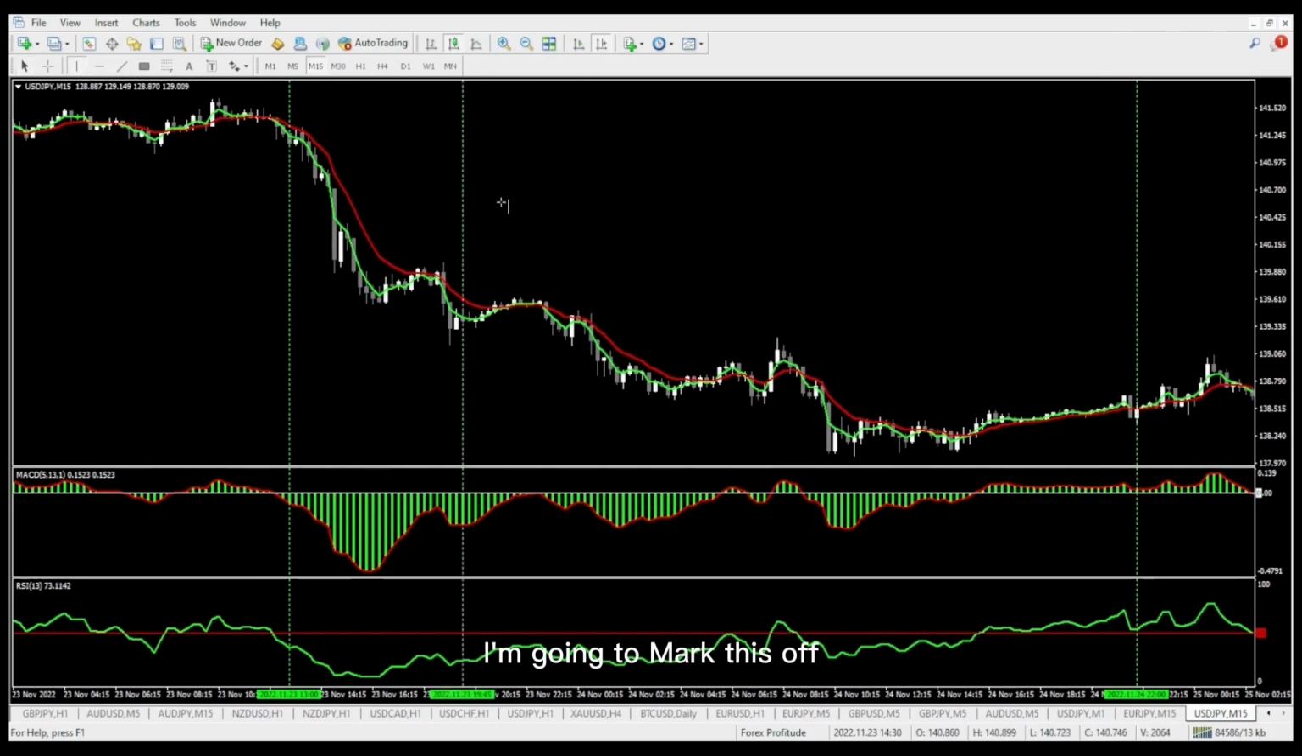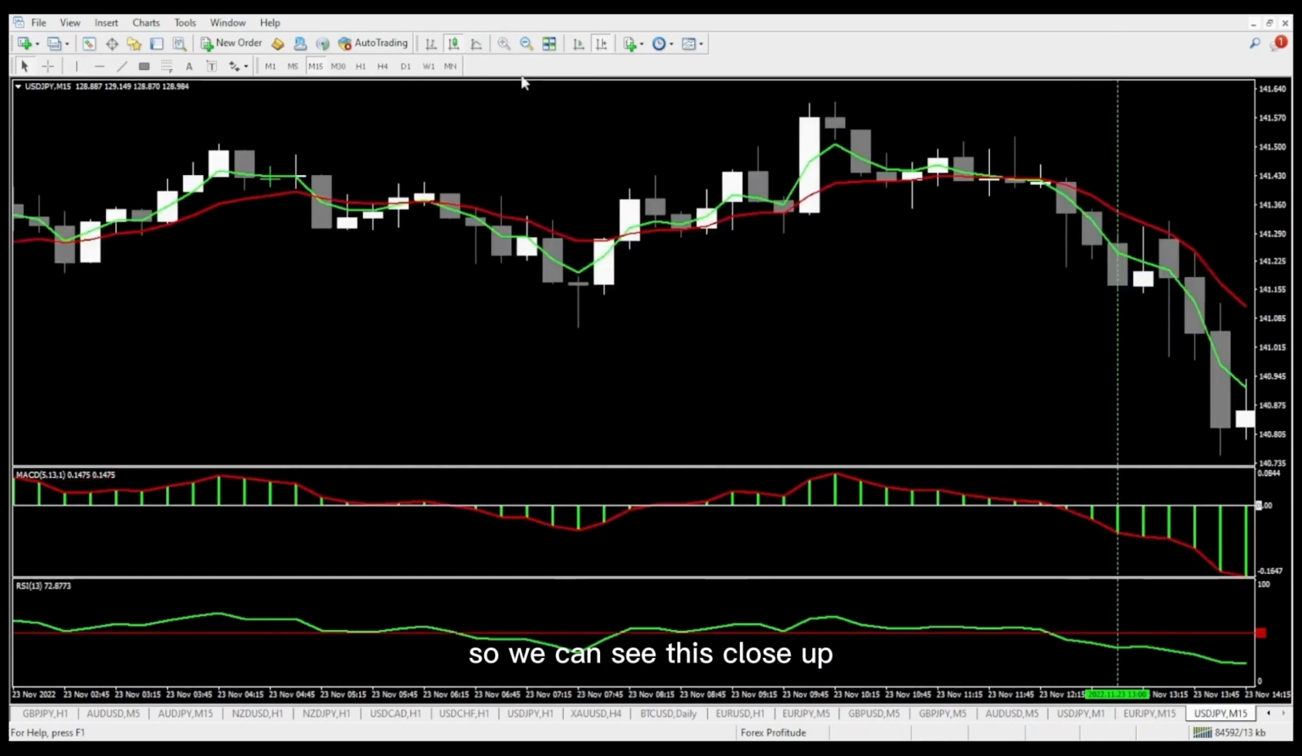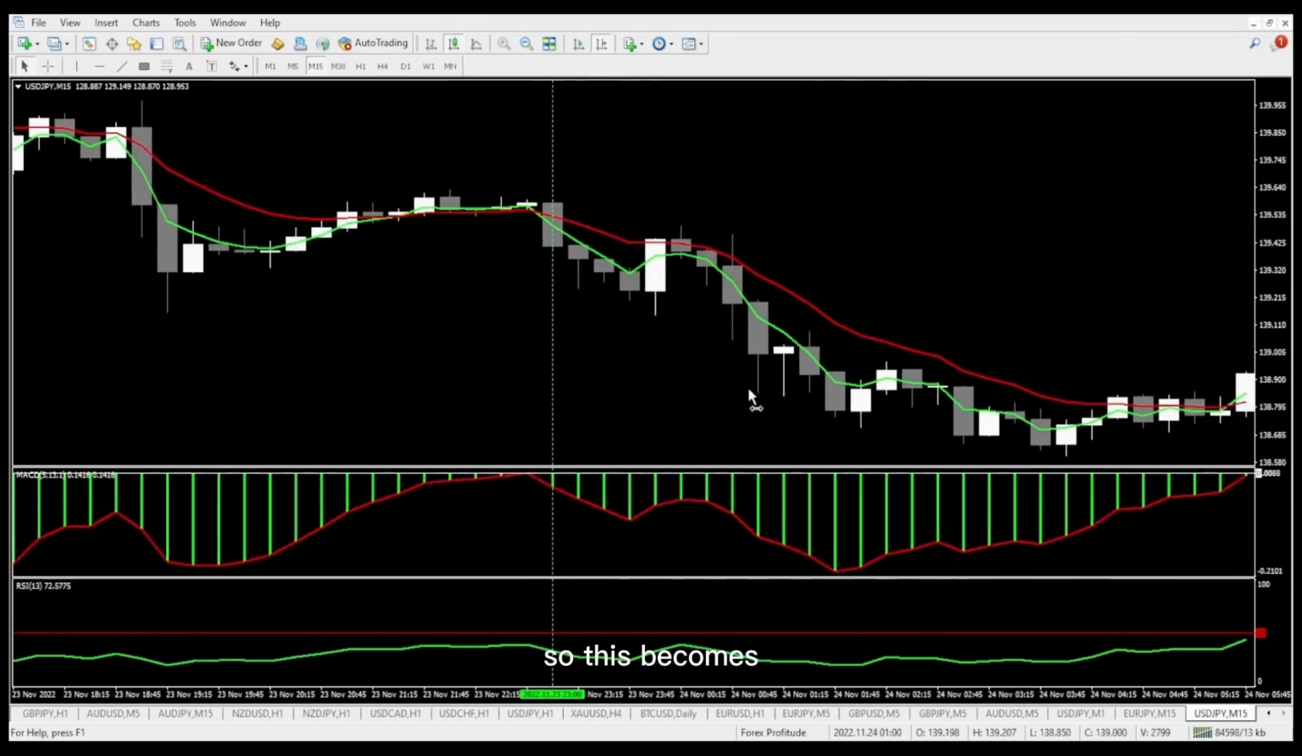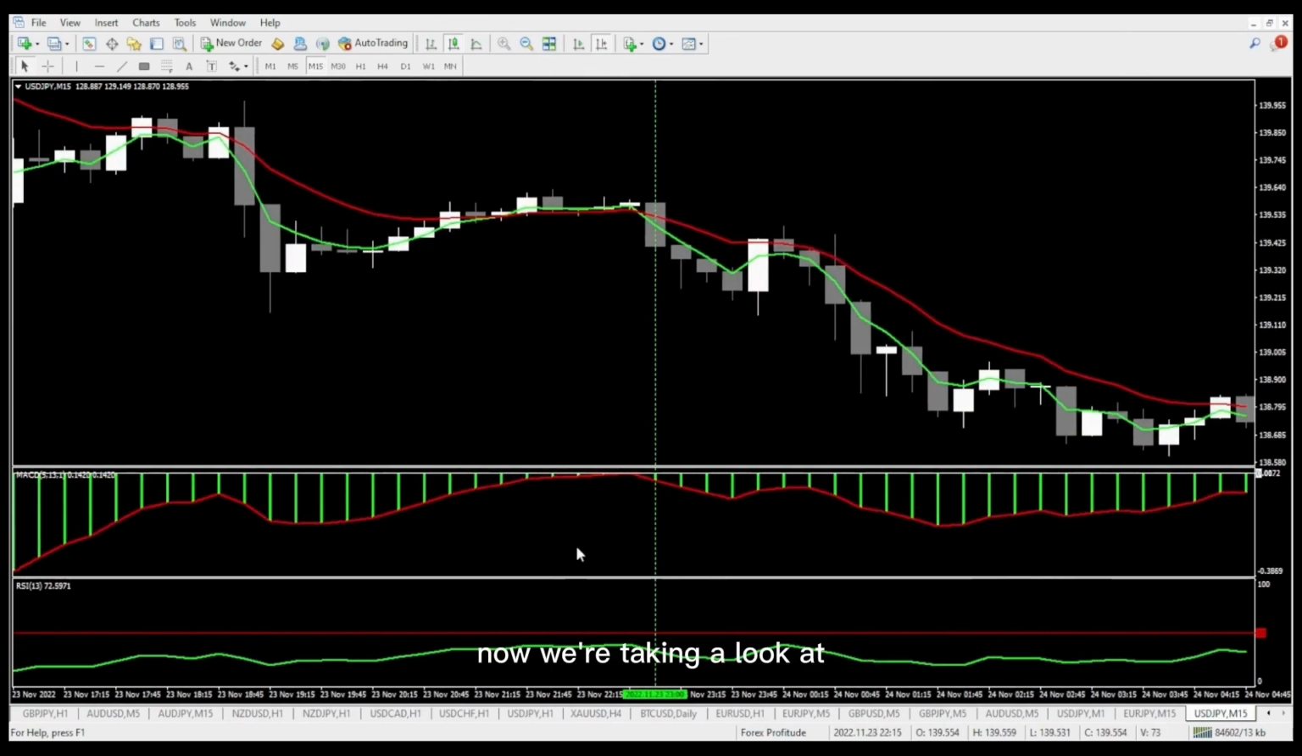I'm going to mark this off and zoom in so we can see this close up. So this becomes the first trading opportunity. Now we're taking a look at the different indicators. We have the moving averages moving up, so we've got the 3 crossing above the 10. On this one white candle right here, we have the potential for the start of an uptrend.